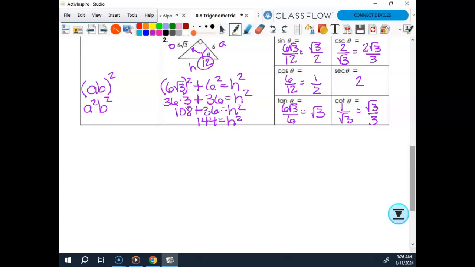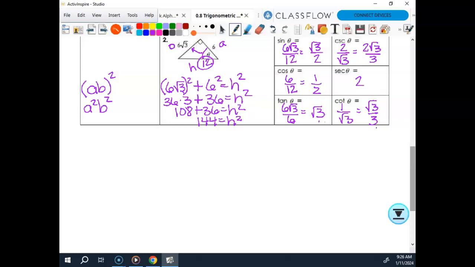Anybody have any questions? One of the things that I hope you learn quickly is that the reciprocal of the square root of 3 is the square root of 3 over 3, right? So what do you think the reciprocal of the square root of 5 is? Square root of 5 over 5. What's the reciprocal of the square root of 50? Square root of 50 over 50, right?